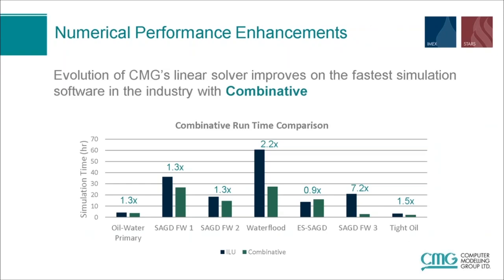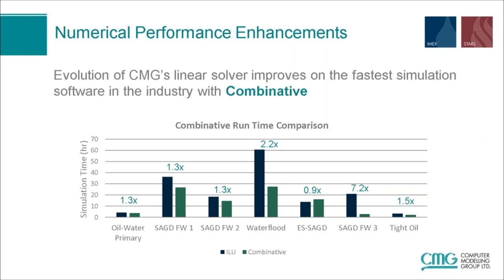The next numerical performance enhancement that we'll talk about is an improvement to CMG's linear solver, which is essentially the core of how we solve the reservoir simulation problem. So Combinative is the new feature, and it's the next step in the evolution of CMG's linear solver, and it improves on what is already the fastest simulation software in the industry.